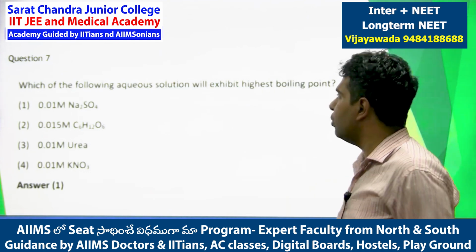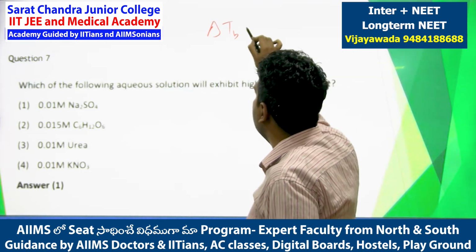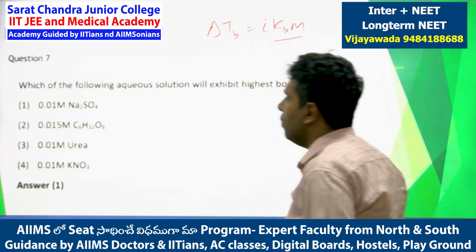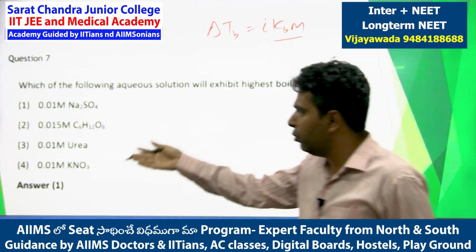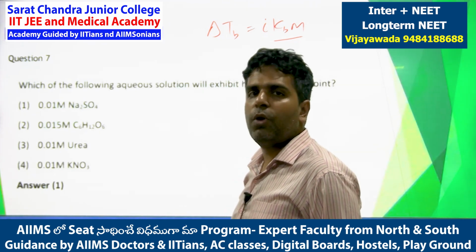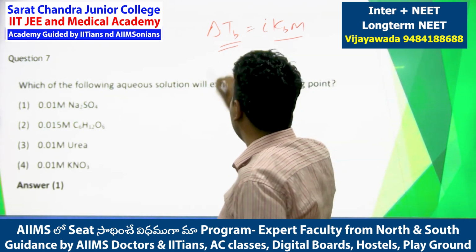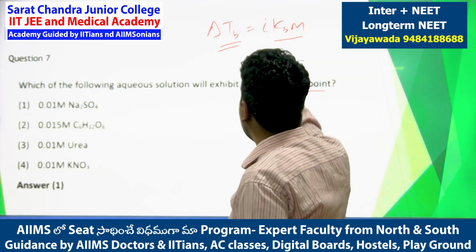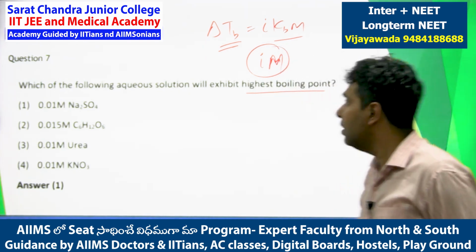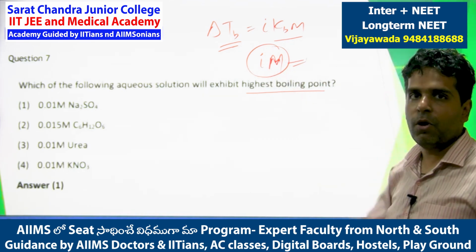Which of the following aqueous solutions will exhibit the highest boiling point? The elevation in boiling point will be Van 't Hoff factor into Kb into m, that is molality. Over here we are assuming these are dilute solutions, 0.01, 0.015, 0.01, so we can assume molality to be molarity. The elevation in boiling point will depend upon the factor i and m. The product of these gives me the boiling point, so a higher value of i into M means a higher boiling point.